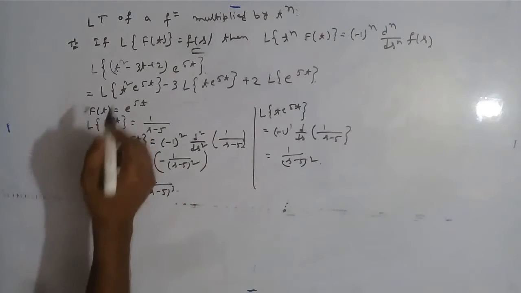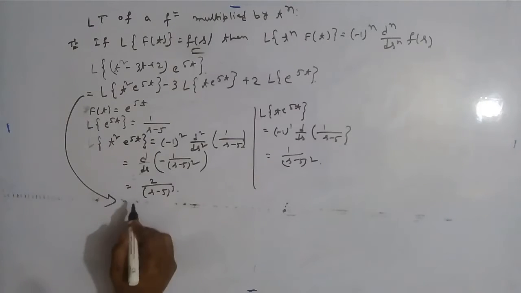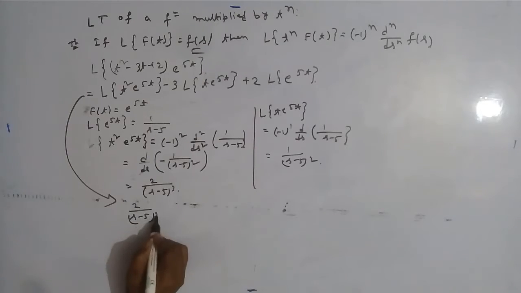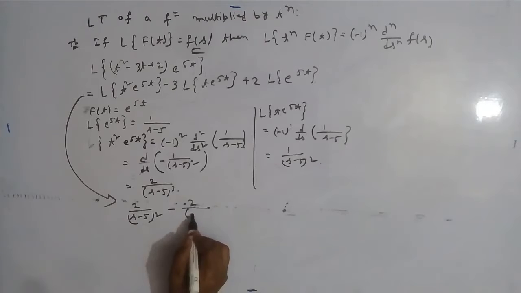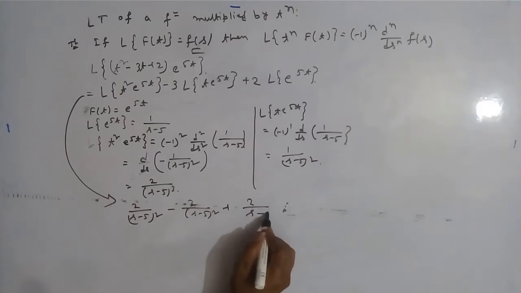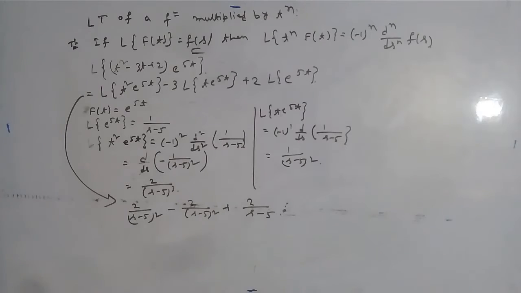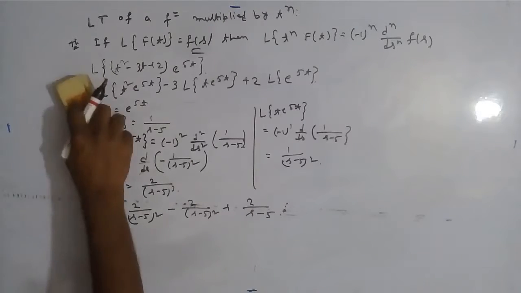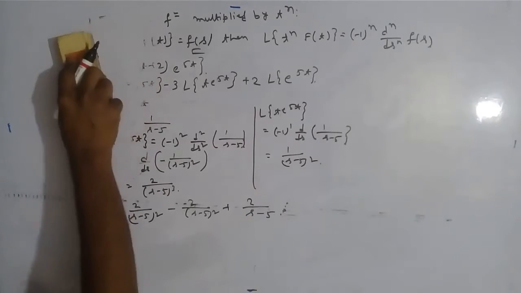So this will be equal to 2 by (s minus 5) whole cube minus 3 by (s minus 5) whole square plus 2 by (s minus 5). So these were two examples of the Laplace transformation of a function multiplied by t to the power n. Now I will go to the next property of Laplace transformation.